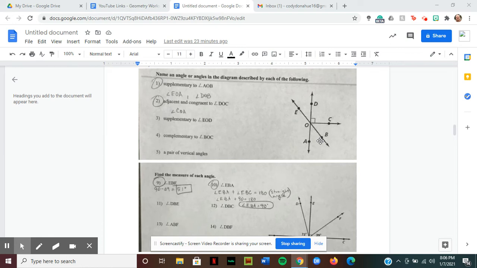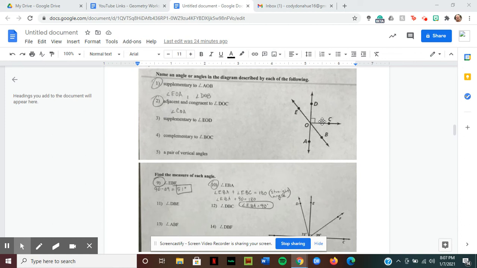So number 2 tells me to look for an angle that is adjacent and congruent to angle DOC. So angle DOC, we see that right here. This is the only angle that's actually given a measurement, and we know that it's a 90-degree angle. So first we need to find someone that is adjacent to it. Okay, so adjacent means next to. So we need to find an angle that is right next to this angle and also has to be congruent. So we're looking for a right angle, because that's what angle DOC is. So we're looking for a right angle that shares a side with angle DOC.